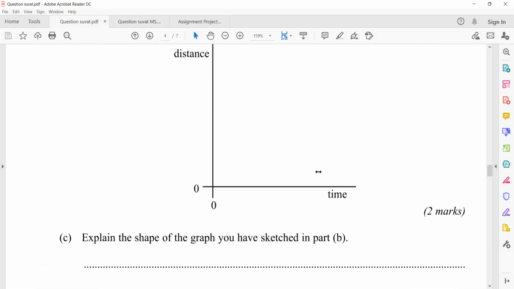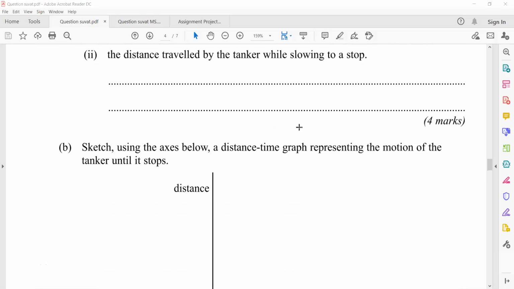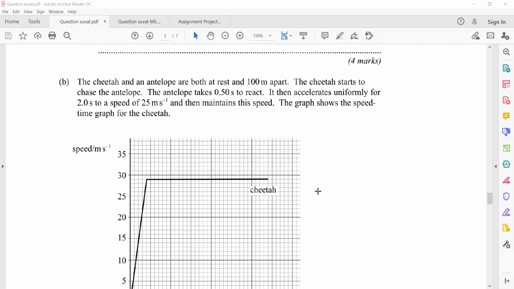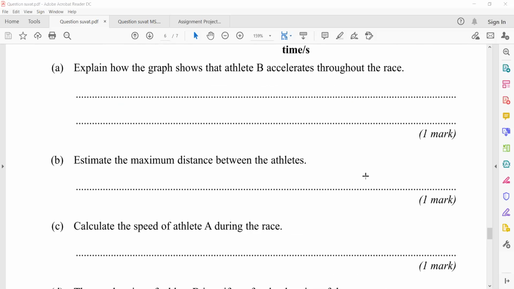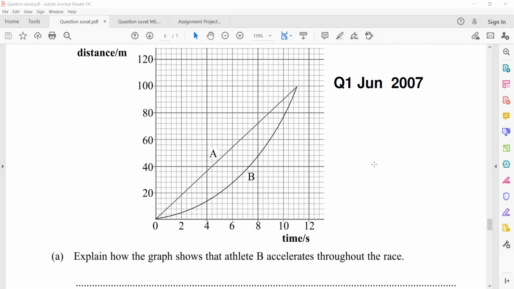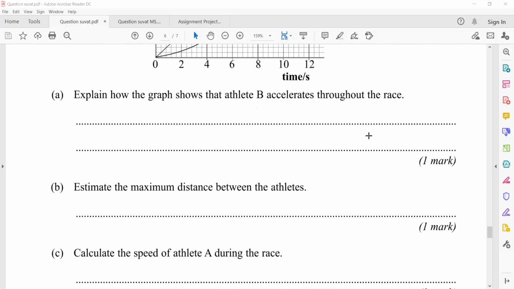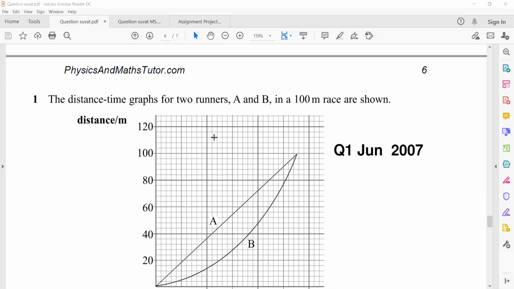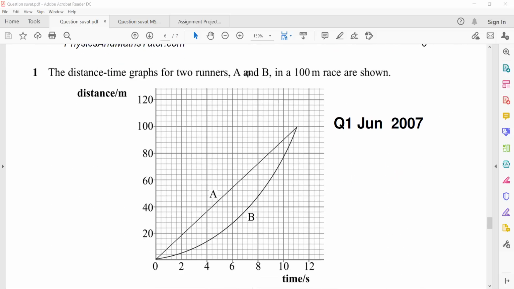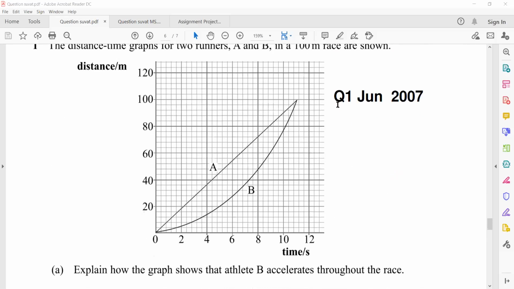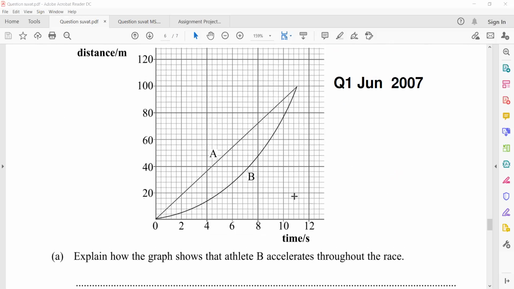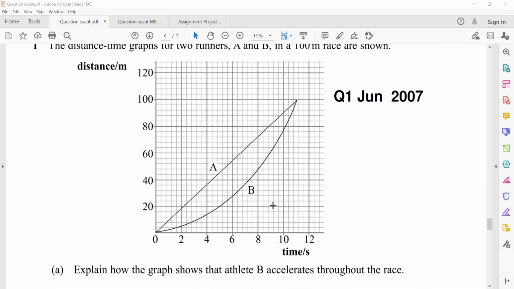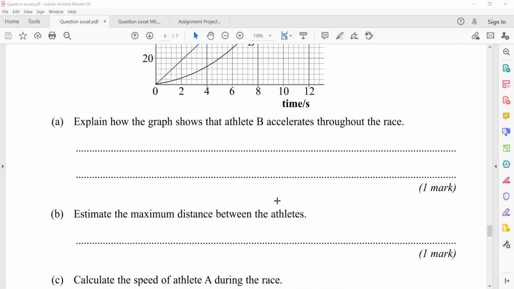Then page 6, question 1b. Estimate the maximum distance between the athletes. So estimation is there. As they mentioned, the distance time graph for the two runners A and B in a 100-meter race, and explain how the graph shows athlete B is accelerating because the slope is increasing. It means the speed is increasing. He is accelerating. Whereas athlete A is running with a constant speed.